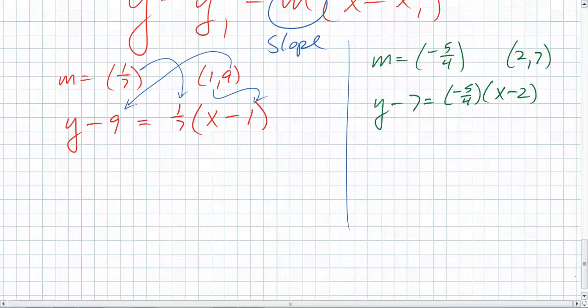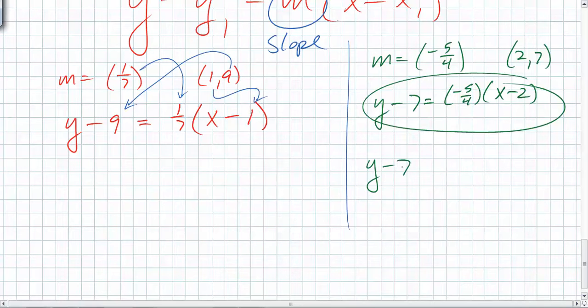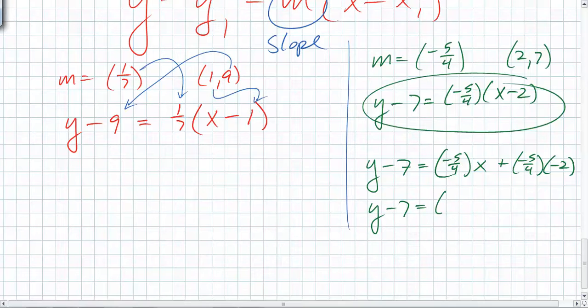But maybe I would ask you to put it into slope-intercept form. This is not slope-intercept form. Slope-intercept form would be y equals mx plus b. If we want to write it in slope-intercept form, we need to isolate y. So we could distribute: y minus 7 equals -5/4 times x, and then it's going to be -5/4 times -2. It's going to be positive. So y minus 7 is equal to -5/4 x plus 10/4.